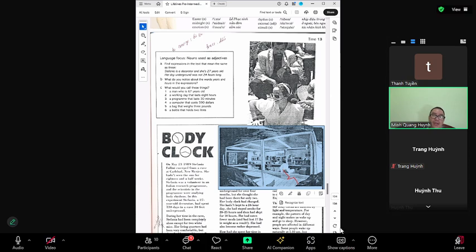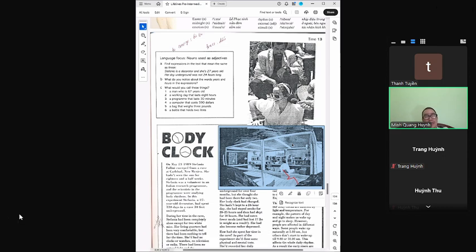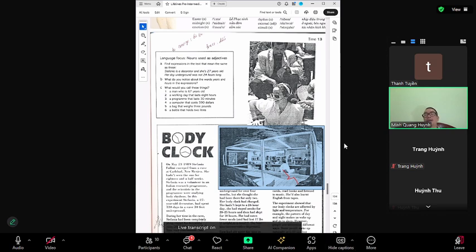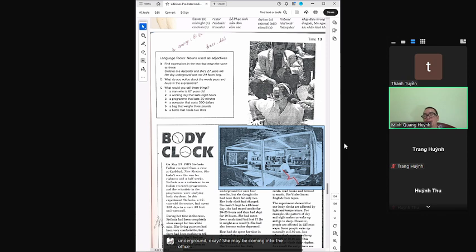What does it look like to you? It looks like an office. Office. Yes, okay, an office. But where is the office? Underground. Under the ground. Okay? Underground, right? So the office is under the ground and the woman is coming underground. She may be coming into the office or out of the office.